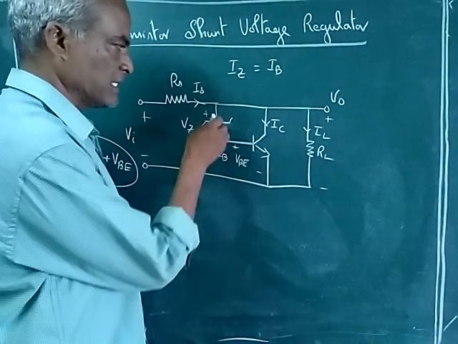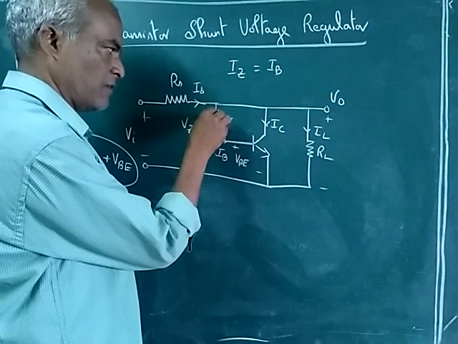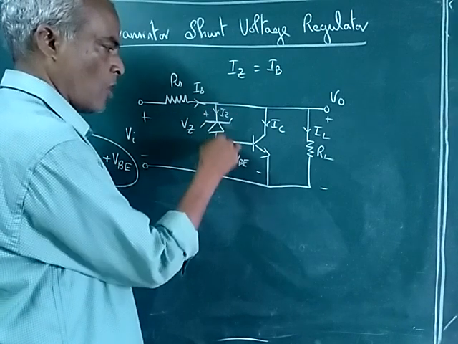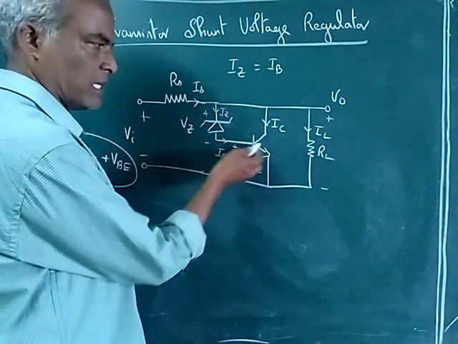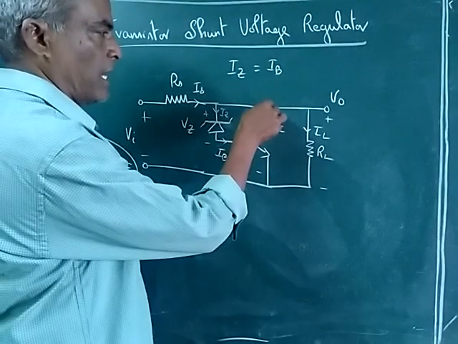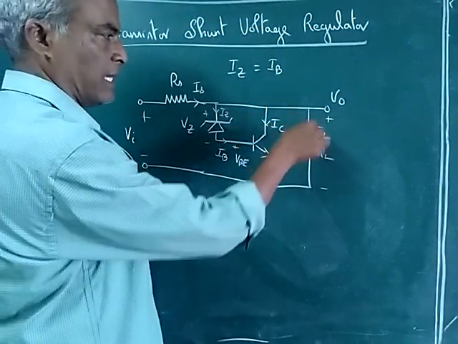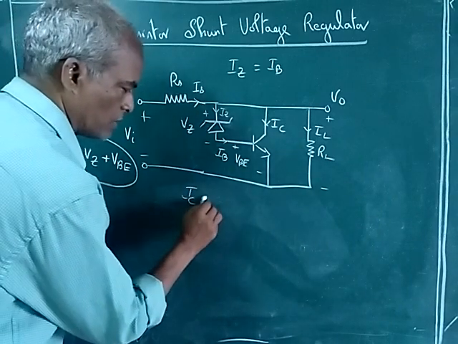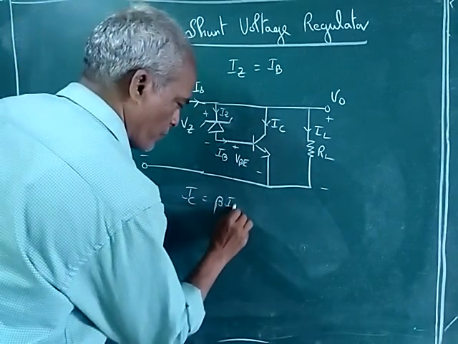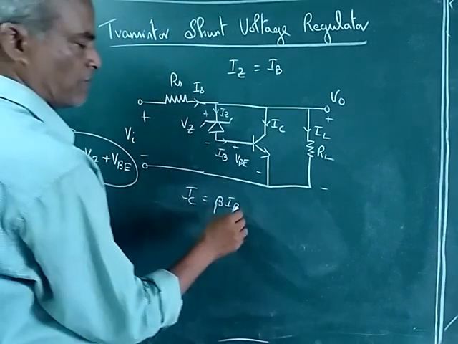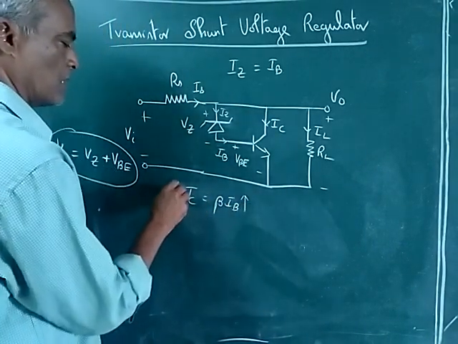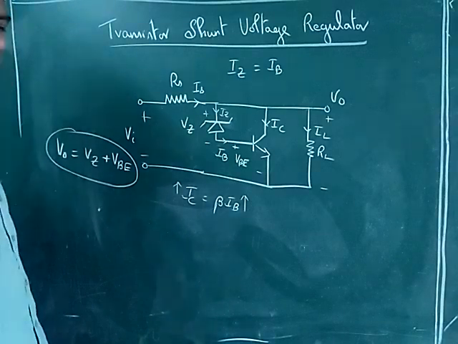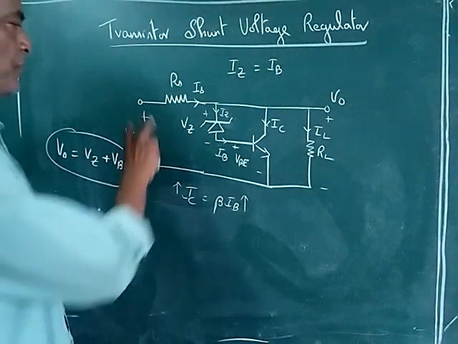And as far as current is concerned, you have a Zener current flowing this way, or I can say it is Ib, the base current to the transistor. And we have IC current here, IL current here. We have the relation already: IC is equal to beta times IB. Okay. That means whenever base current increases, collector current also increases.